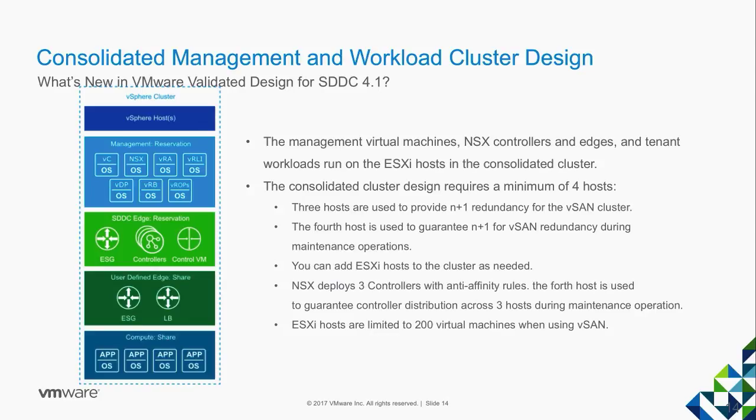In terms of NSX, I mentioned we deploy NSX. We use NSX heavily, but we deploy our NSX controllers for the control plane as 3, as they would in any good design. We make sure we have anti-affinity rules so that those controllers land on separate hosts. And again, we have that 4th host in case we're doing maintenance, so we still have a 4th host for those machines to move to. And in terms of each ESX host, we're looking at around 200 virtual machines per host when using vSAN in this design.